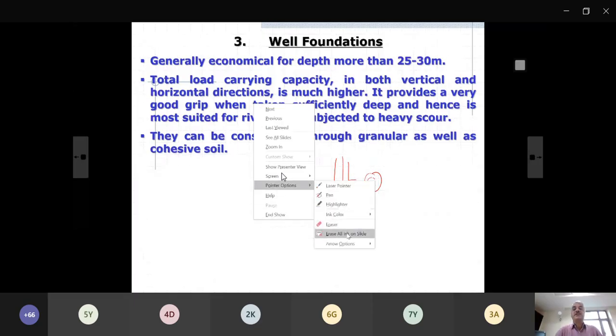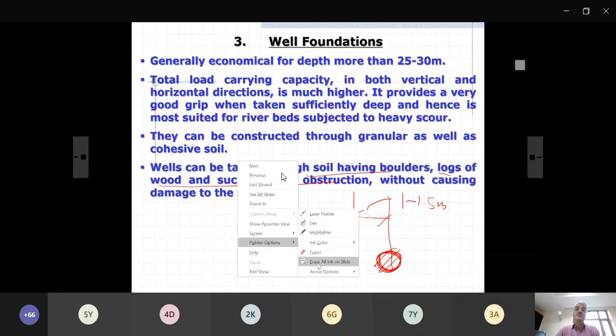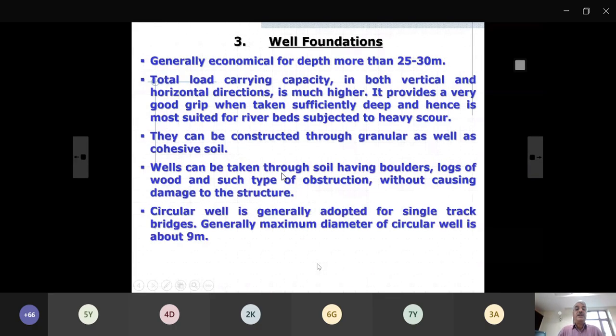Whereas a well can be constructed through any type of strata. A well can also be taken through soil having boulders, logs of wood or such types of obstruction. If small obstructions come, you can easily remove them during well sinking. Big obstructions of course take time, but you can still remove them. In a pile, your diameter itself is 1 to 1.5 meter, and during drilling, if even a 0.3 or 0.4 meter boulder comes, you will mostly get stuck up. You will not be able to break this. It requires very heavy efforts to go through it. So that is the advantage.